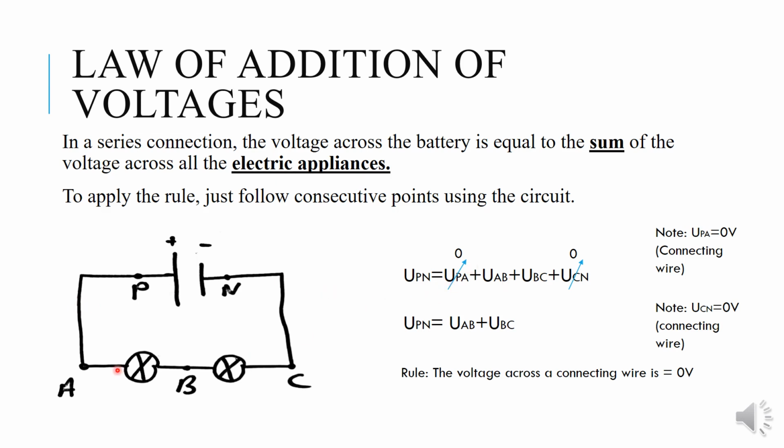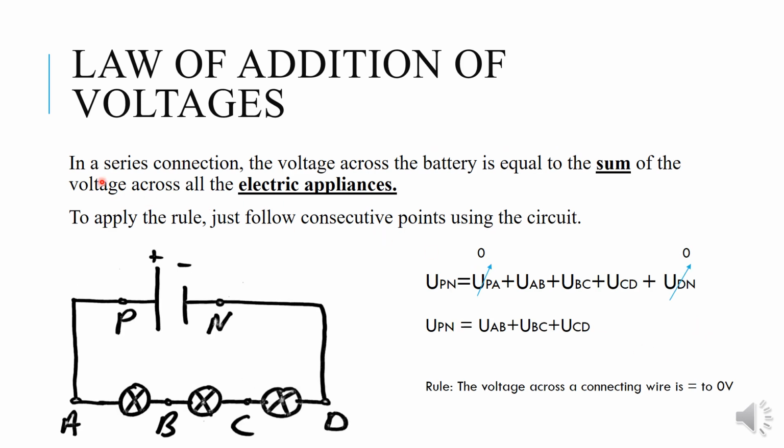UAB, we have the first lamp. We can't remove it. UBC, we have the second lamp. We can't remove it. UCN, again, we don't have an electric appliance here, so we have to remove it. It's equal to 0. So now we have a rule. The voltage across a connecting wire is always 0. UPA equals 0 V since it's a connecting wire. UCN is equal to 0 V since it's a connecting wire.